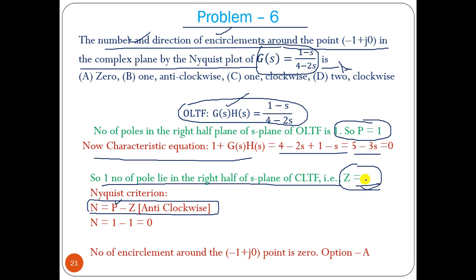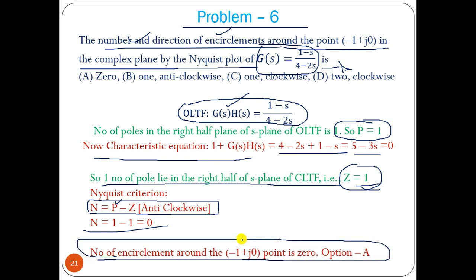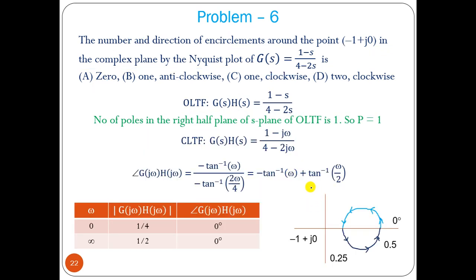So Z is 1, P is 1, so N equal to 0. That means no encirclement around the critical point minus 1 plus j0. So option A, 0, is the correct answer. Simple problem. The same problem we can solve by drawing the Nyquist plot.